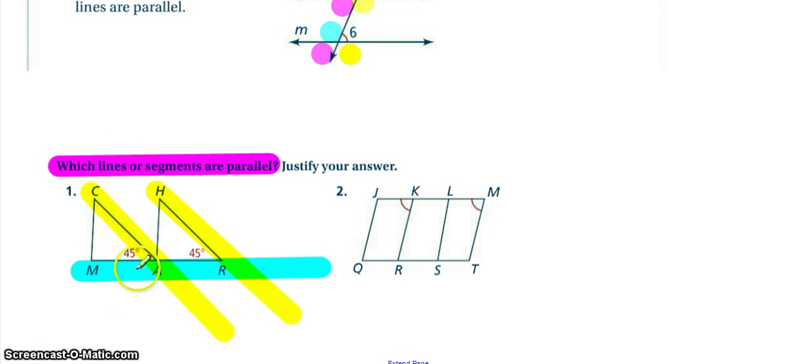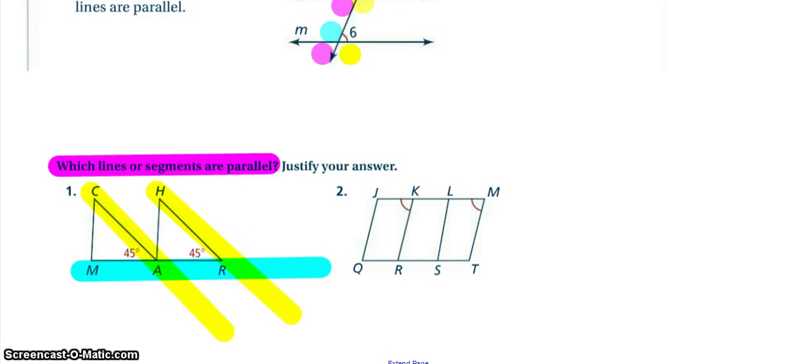When we compare the location, we can see that the 45-degree angles are both above this line here on the bottom, and then they both lie kind of to the left, below, however you want to look at it, to my line CA and HR, which there's my pair, so that means that CA is parallel to HR.